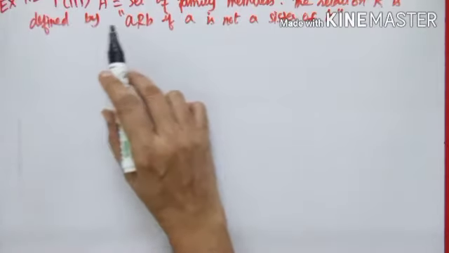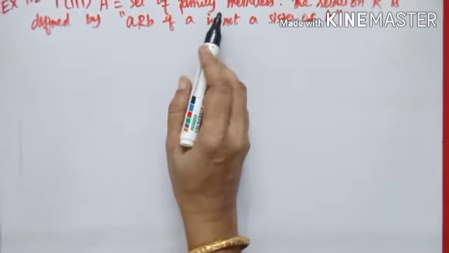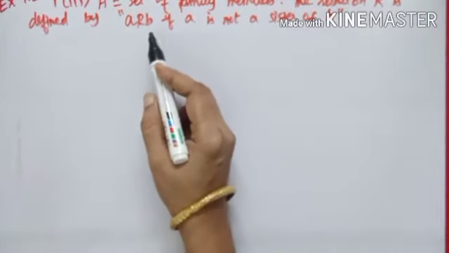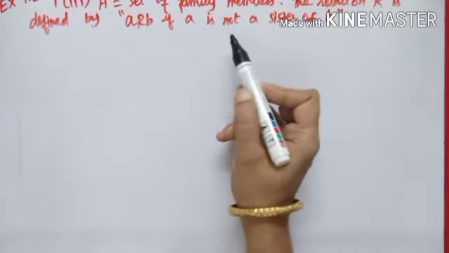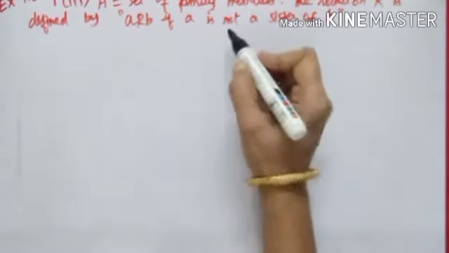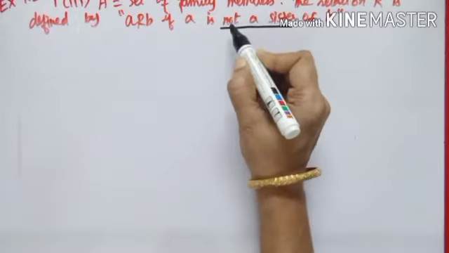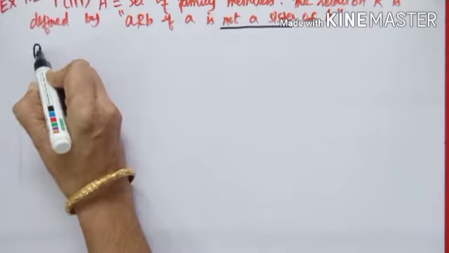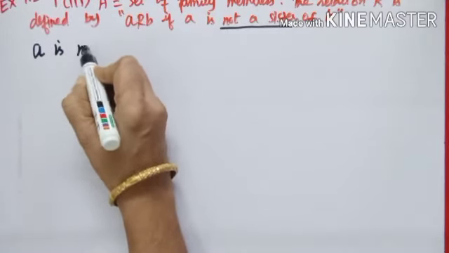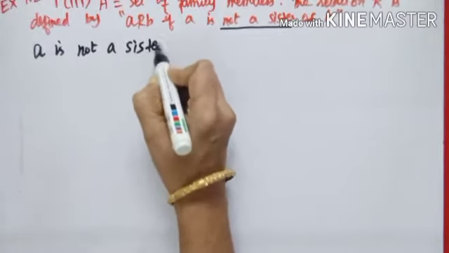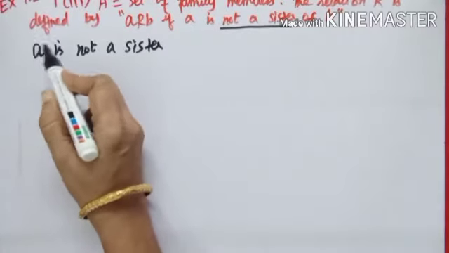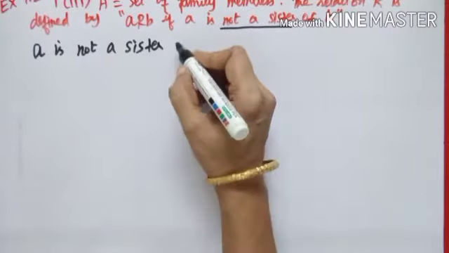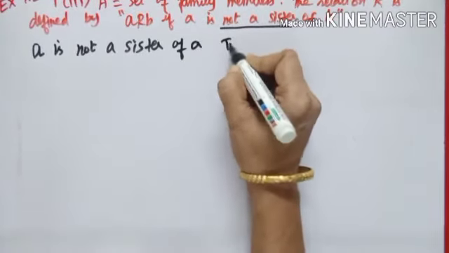Third subsection, A is a set of family members. The relation R is defined by A R B if A is not a sister of B. Understand the concept, not a sister. See, we can say A is not a sister of A. Is it true or false? A is a person. That person cannot be a sister of himself or herself. So A is not a sister of A is true.